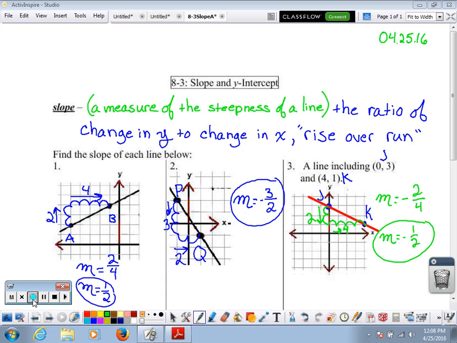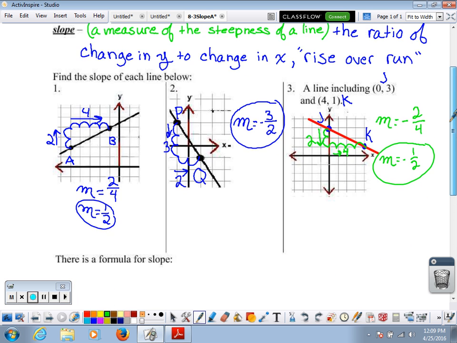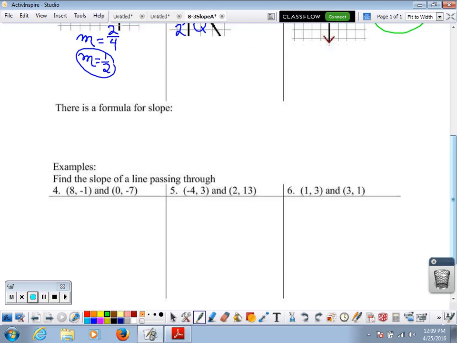Now, this is how we're going to find the slope if we have the points drawn on a graph. Sometimes, however, that's not as easy to do. Sometimes maybe the points involve bigger numbers, or maybe there are decimals or fractions, and that can make counting a little more difficult. So, we have a formula. There's a formula for slope. Here's how that formula works.